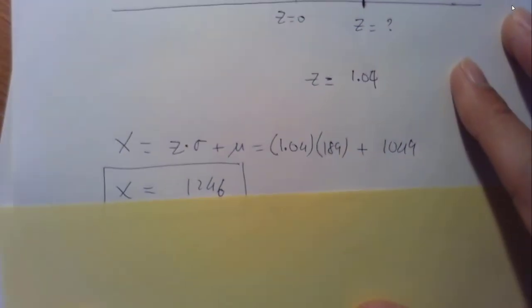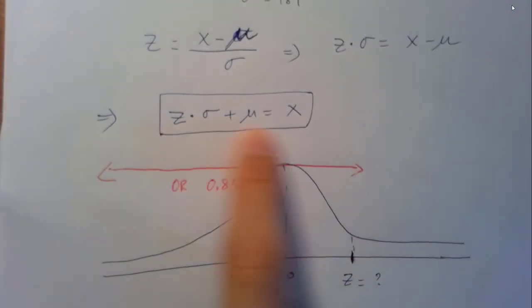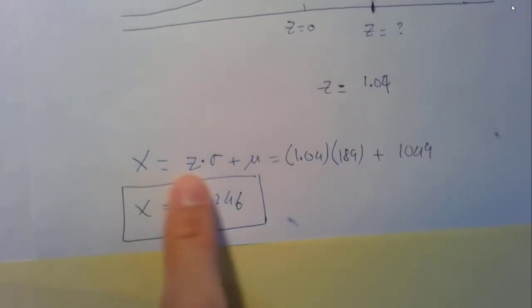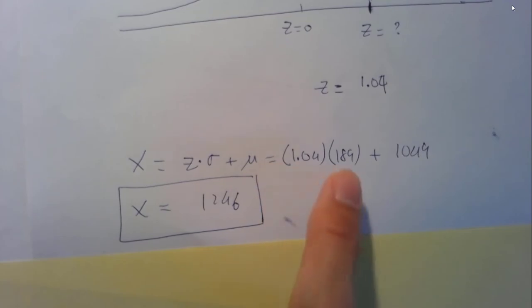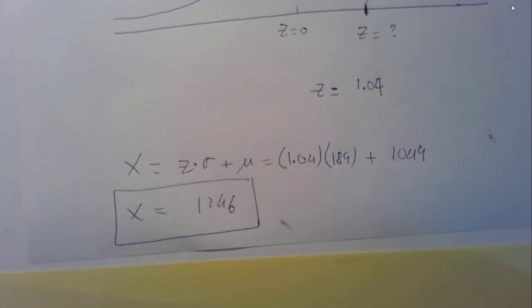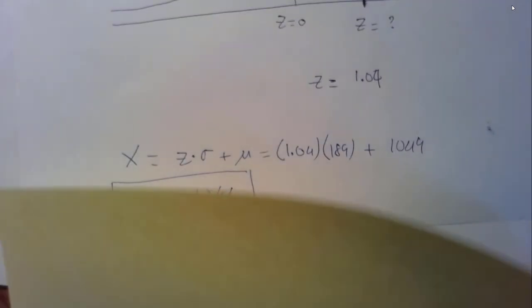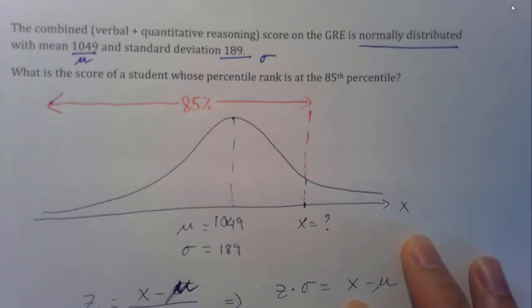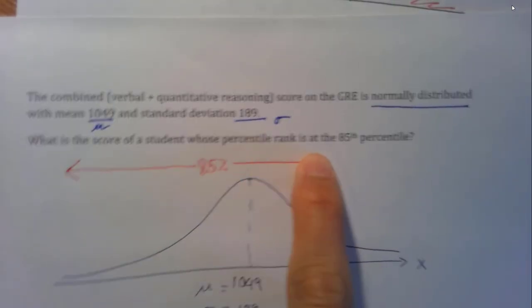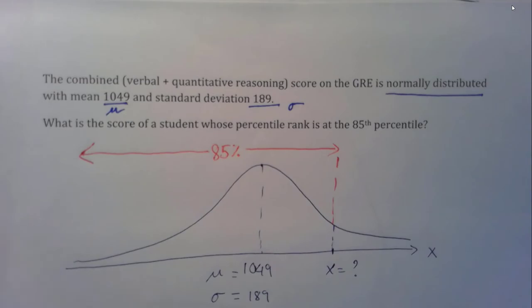Now, after we have the z-score, that is all we need to find the x value. So what I do now is I plug in the z, the standard deviation, and the mean. So I got the value of 1246. So the score of 1246 is the score of a student whose percentile rank is at the 85th percentile.